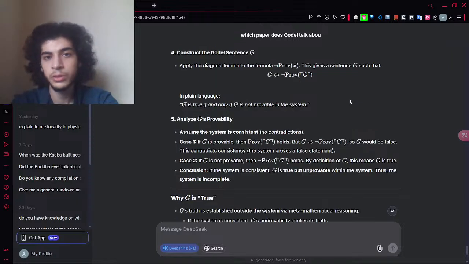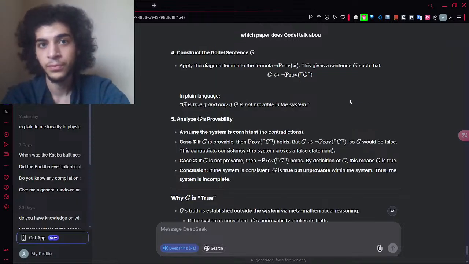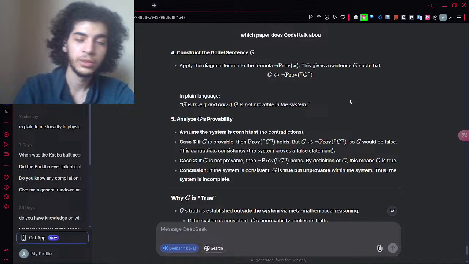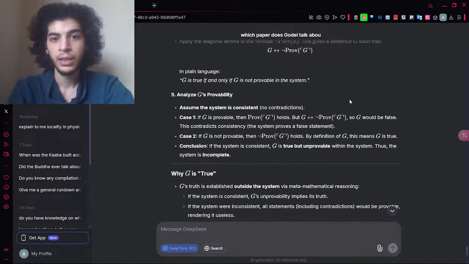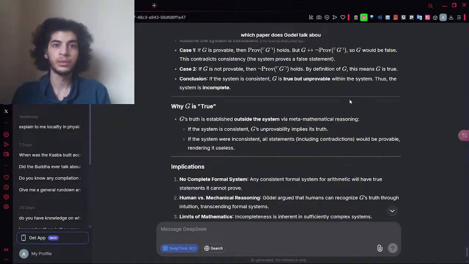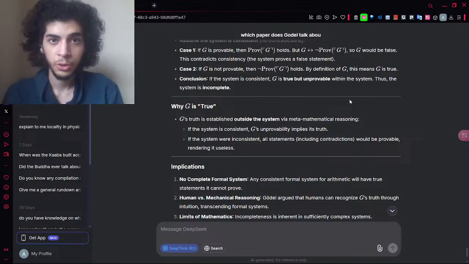Now, I haven't gone into yet the interesting thing about the AI, about the earlier conversation. I'll go into that in a moment. I'm just trying to understand why Gödel's incompleteness theorem is true. Okay.